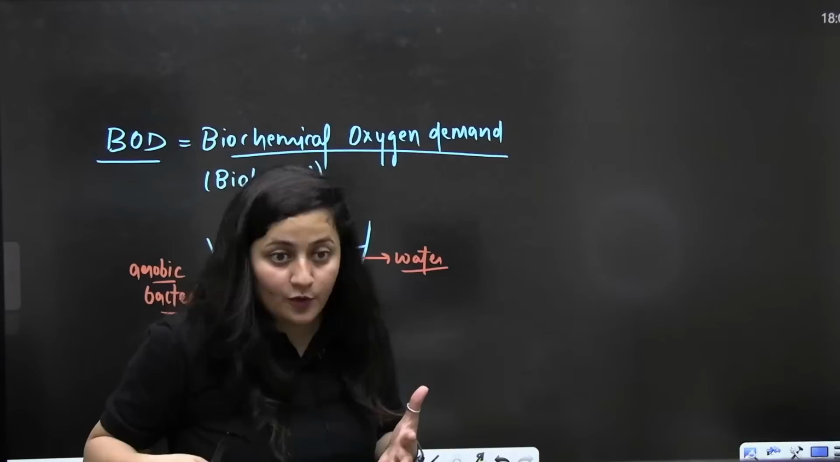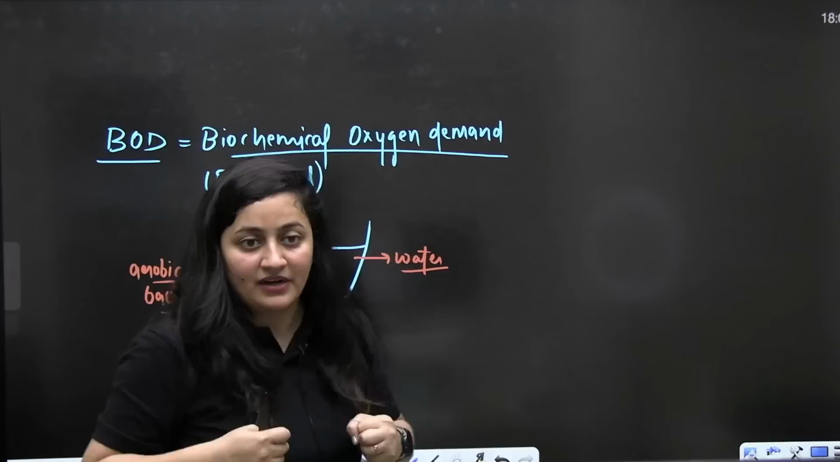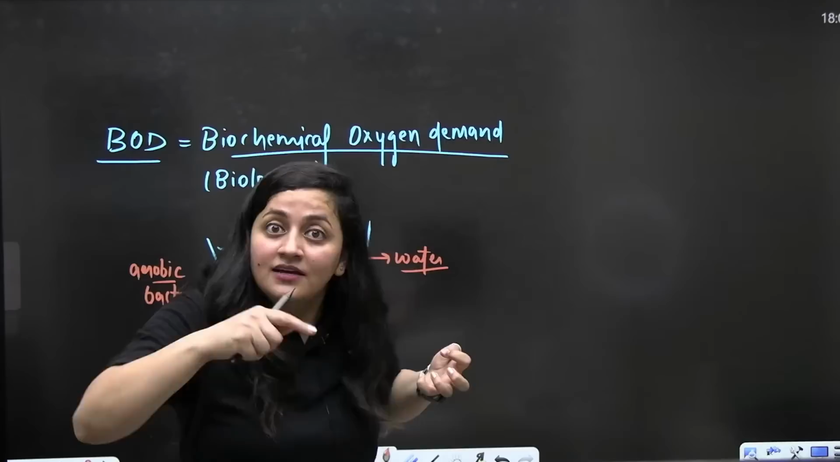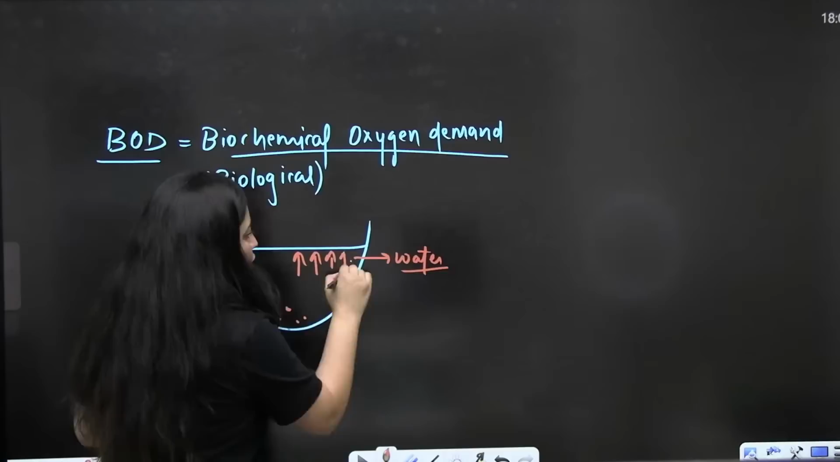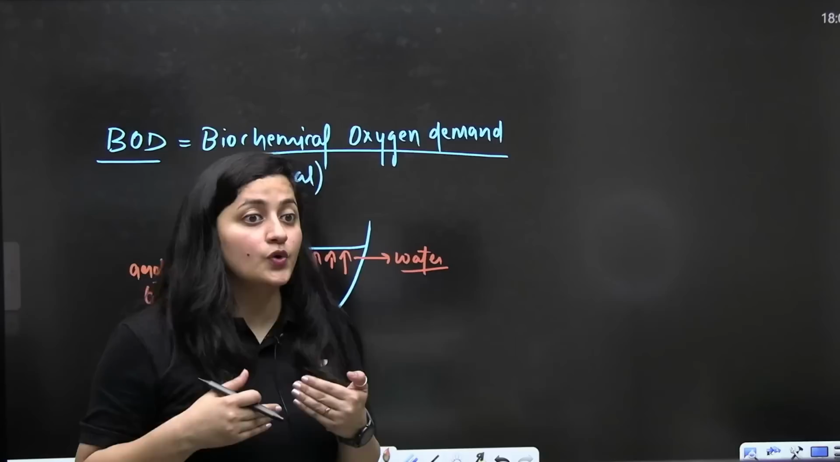Are you getting my point? They want to decompose that organic matter, hydrolyze it, break it. So for that, what do they need? They need oxygen, isn't it? So now you tell me, if there is too much organic matter, don't you think their demand for oxygen will be more? Tell me quickly. It's very easy.